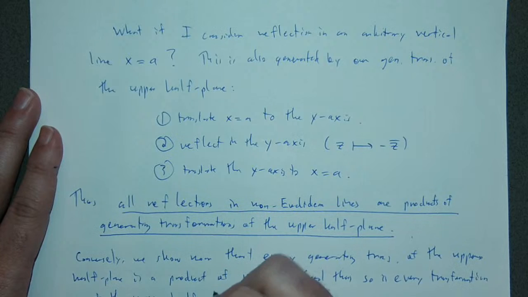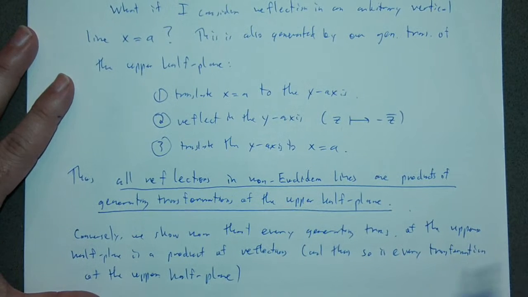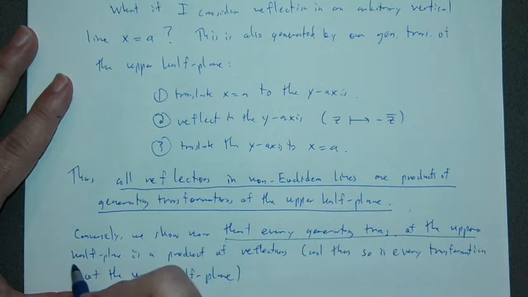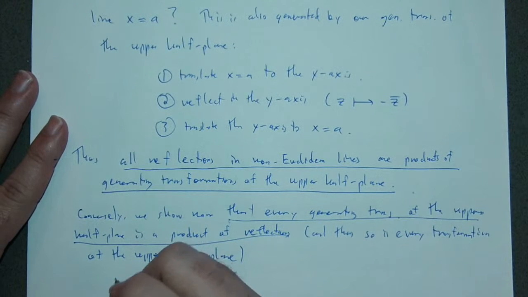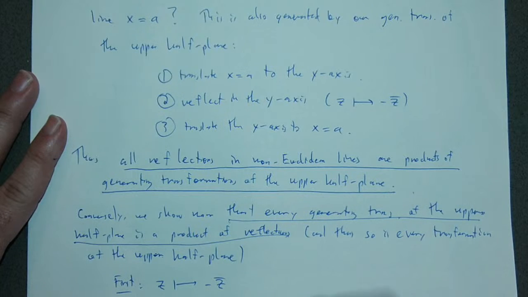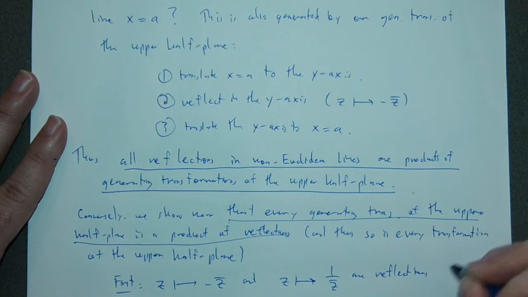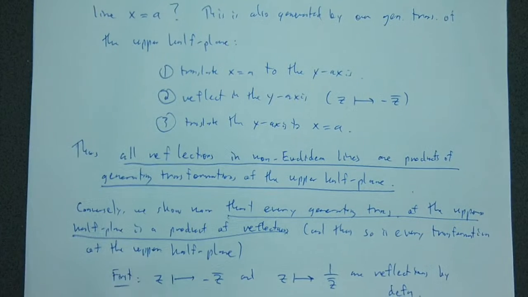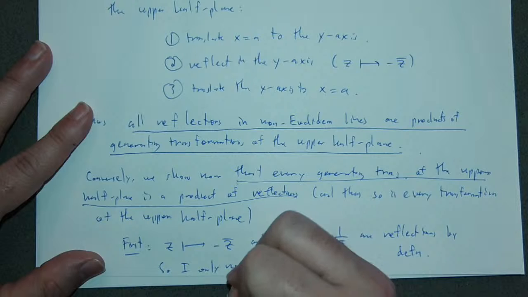So since it's true for all the generating transformations, and since any generic transformation of the upper half plane is generated by those generating transformations, then it's true for any arbitrary transformation of the upper half plane. Okay, so how do we show this? We want to show now that every generating transformation of the upper half plane is a product of reflections. Two of them are easy, right? So first, the two generating transformations, z getting sent to minus z bar, and z getting sent to 1 over z bar, are reflections by definition, right? So I only need to consider the other two.